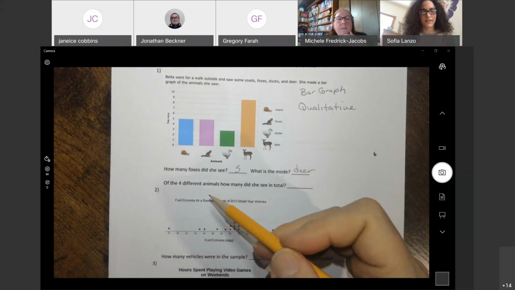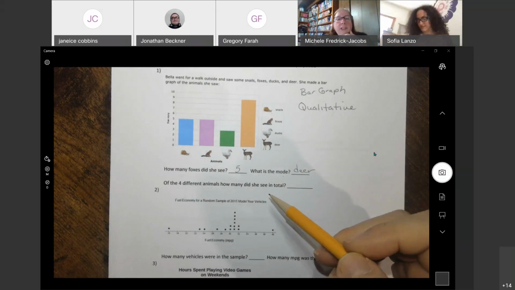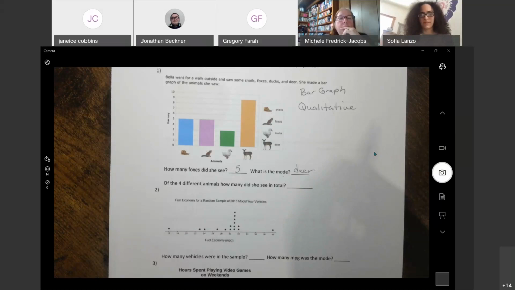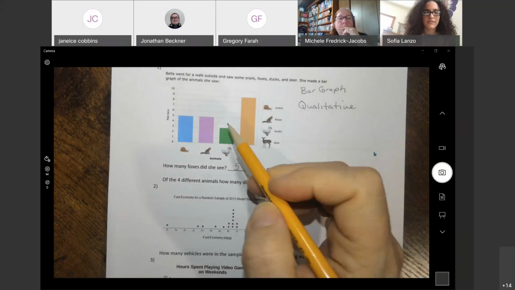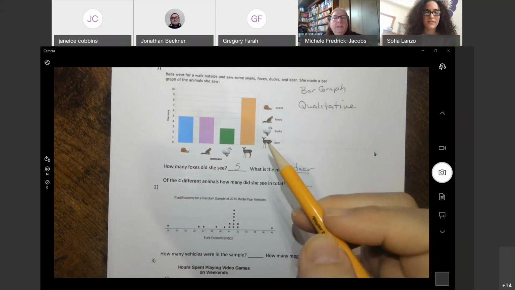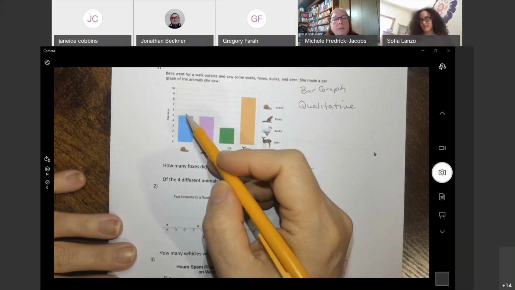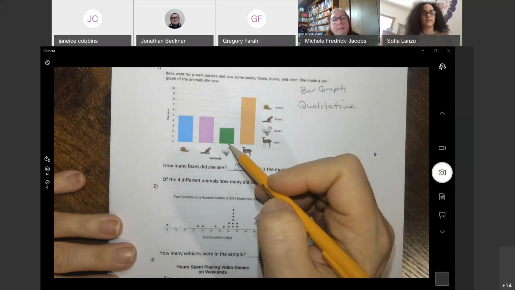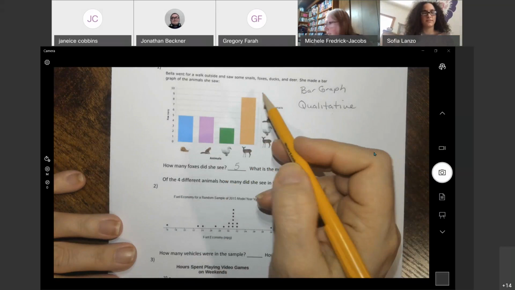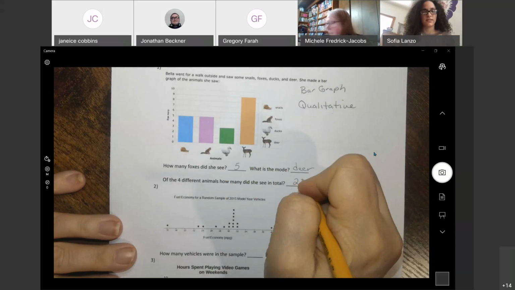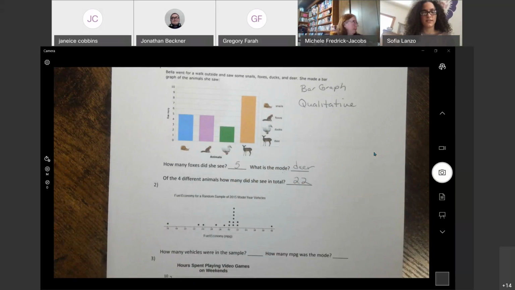Of the 4 different animals, how many did she see in total? I got 22. I think that's right. You would add these up. So 5 and 5 is 10, 13, and 9 is 22. Any questions on that?